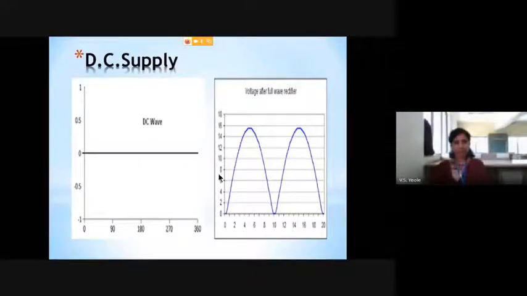The third type of supply is called direct current supply, that is DC supply. Again I have shown the graph of current or voltage with respect to time. In this graph you can see that the voltage or current is constant, it is not changing. So that's why this is called pure DC supply.